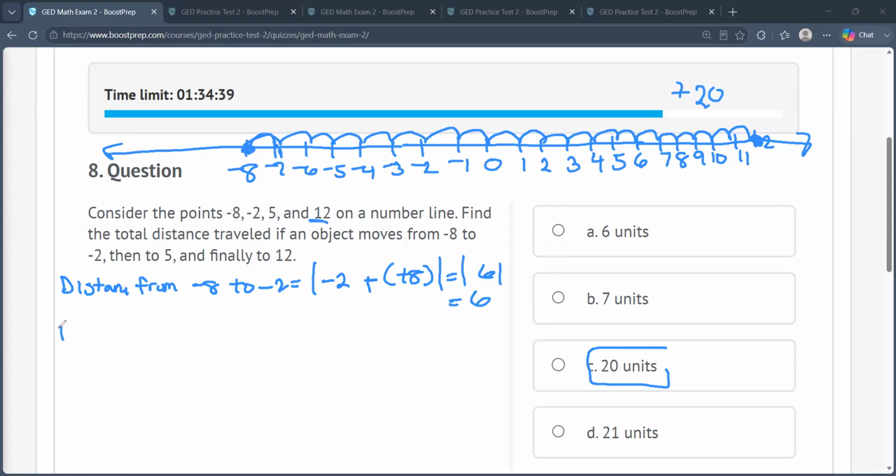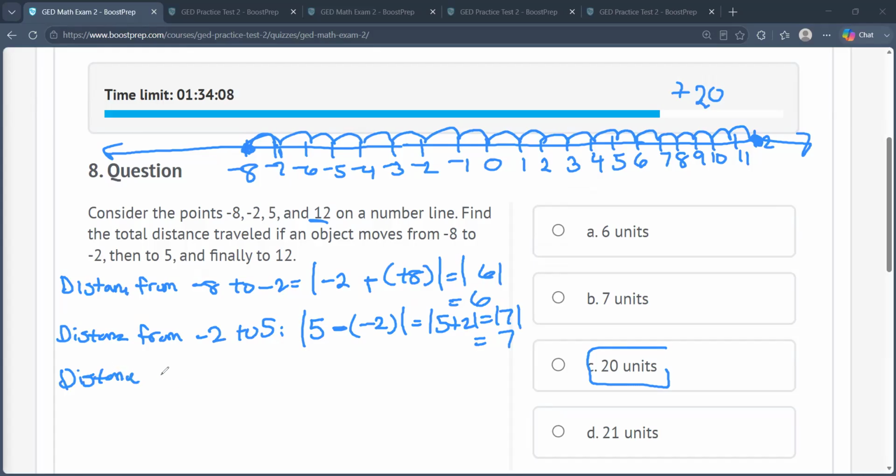And then we could go from the distance from -2 to 5. That's going to be the absolute value of 5 minus a -2. And then two negatives becomes a positive, so that's 5 plus 2. And the absolute value of 7 is 7.